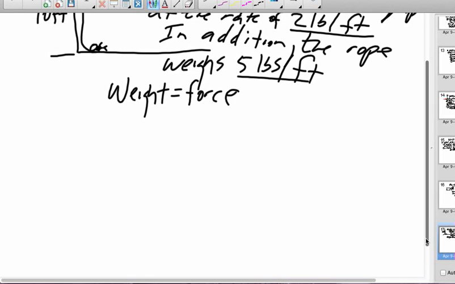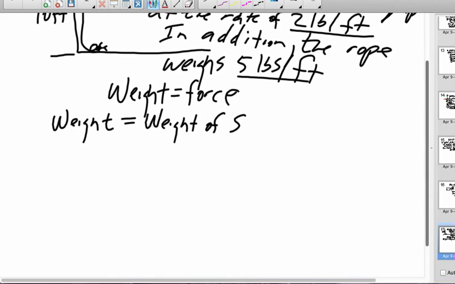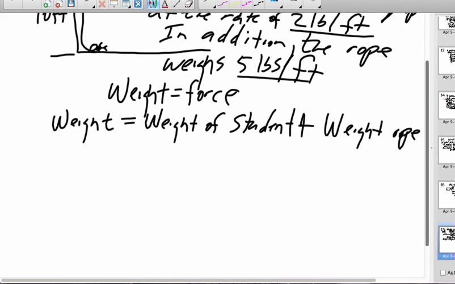So my weight is going to equal the weight of the student at some particular height plus the weight of the rope. Now you may think this is kind of trivial, but this little step could save you if you're not careful. Okay, so let's find the weight of the student.